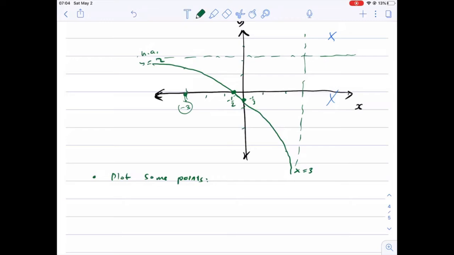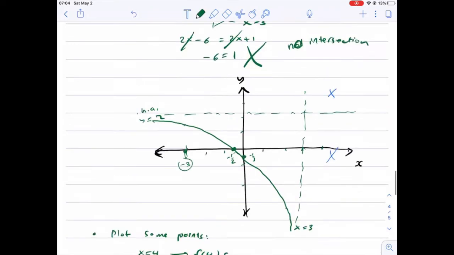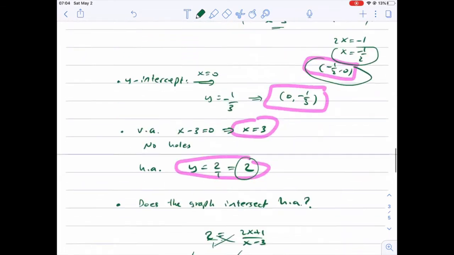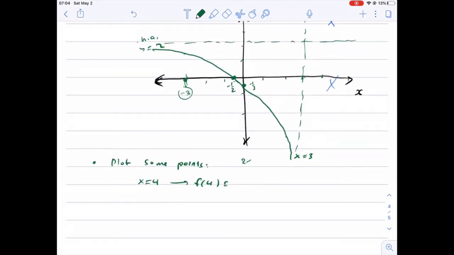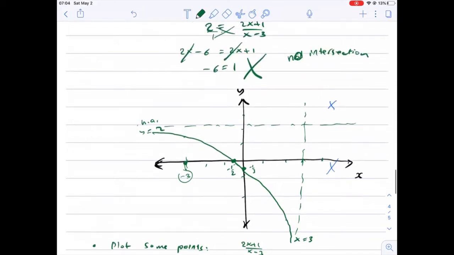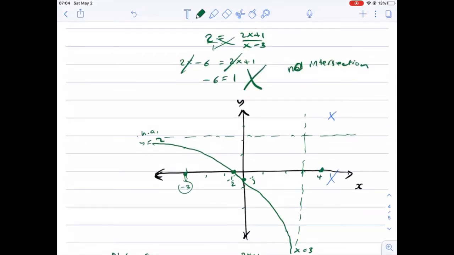So we choose, for example, x equals 3 here, so let's choose x equals 4. The function f of 4 is, the function was 2x plus 1 over x minus 3. So we substitute x equals 4, we get 8 plus 1, 9. 4 minus 3 is 1, so it's 9. So this point here, 4, has image 9. 9 is somewhere here, so that means we are in the first quadrant.